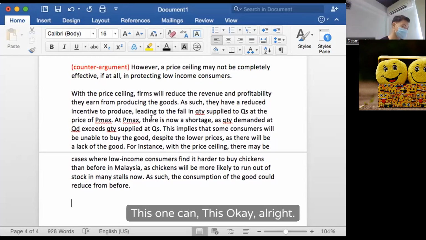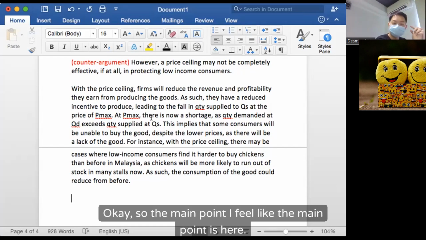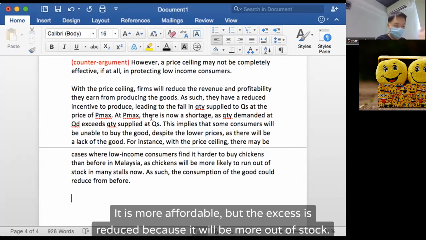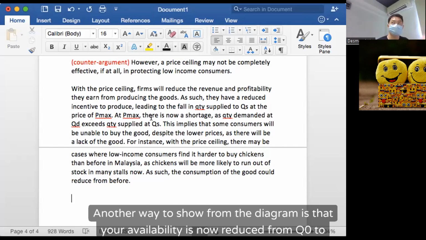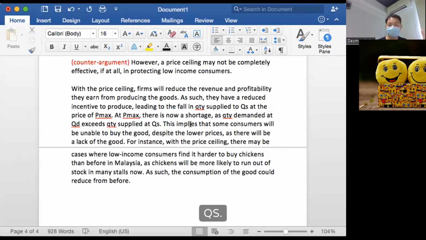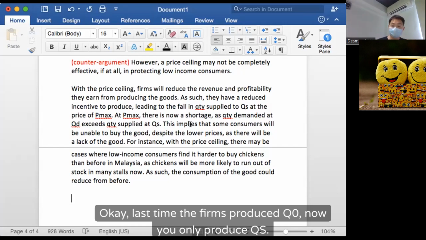Okay, so I feel like the main point is here. It is more affordable, but the access is reduced because it will be more out of stock. Based on the diagram, out of stock will be shown by the shortage, right? Another way to show from the diagram is that your availability is now reduced from Q0 to QS. Last time the firms produced Q0, now you only produce QS, right?